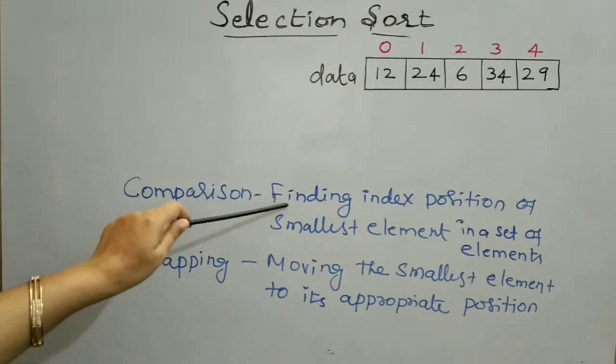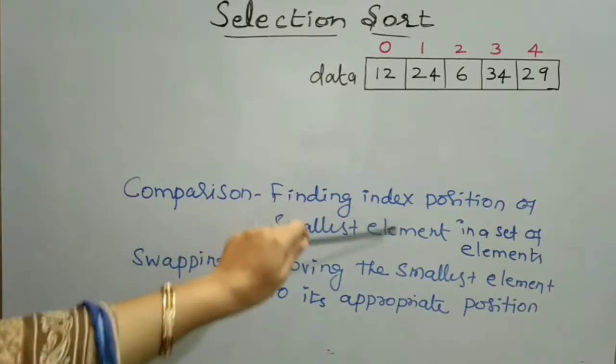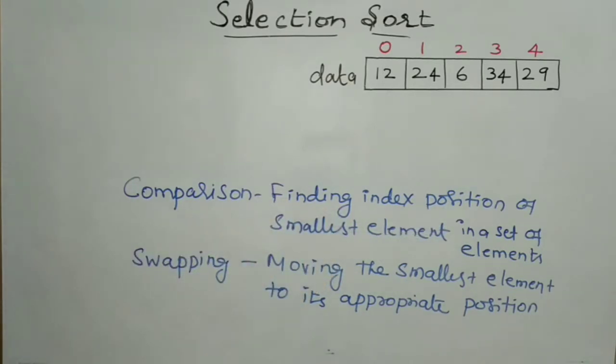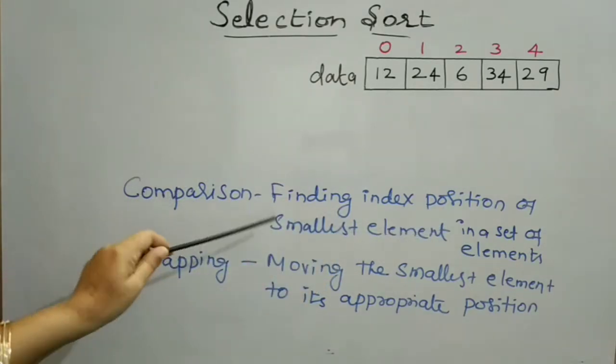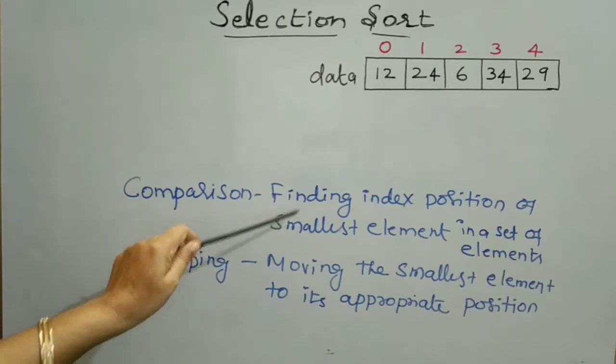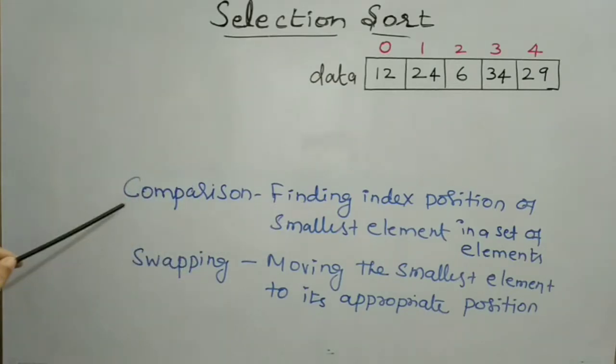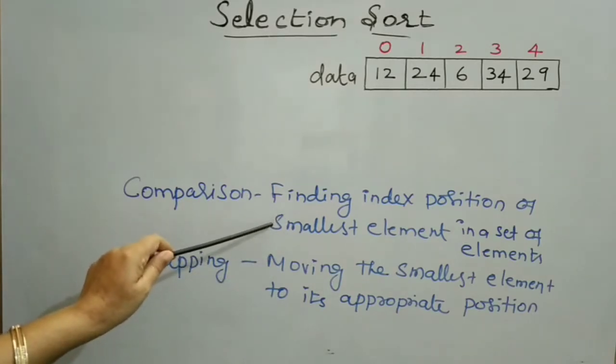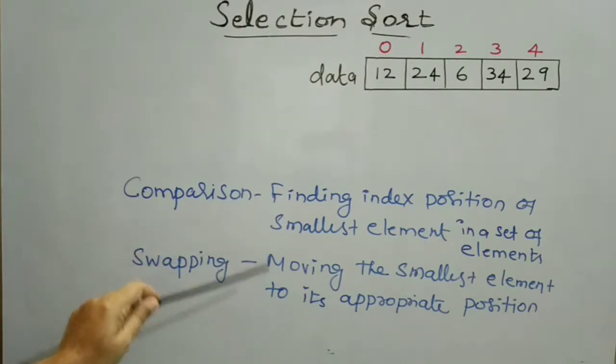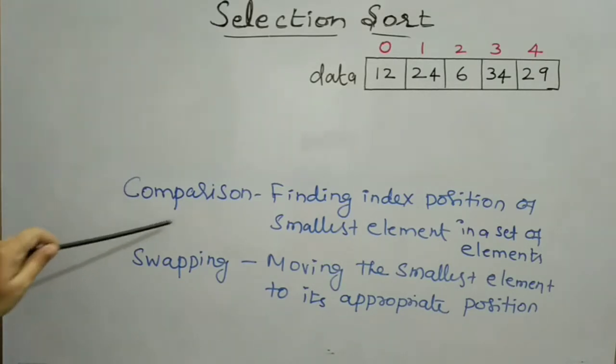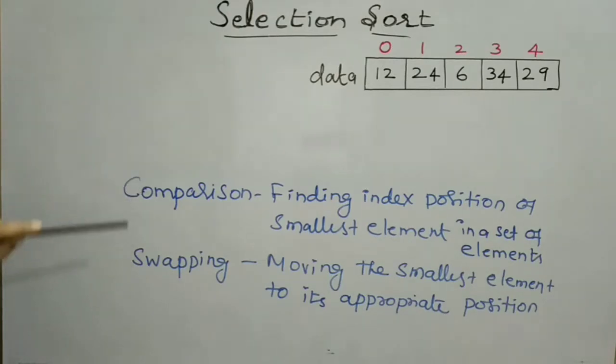Comparison is finding the smallest element in a given set of elements and finding its index position. The second one is swapping, moving the smallest element that we found in the previous procedure to its appropriate position. So by combining these two procedures, we are going to implement this selection sort. Let us see where to implement this comparison and swapping procedure.